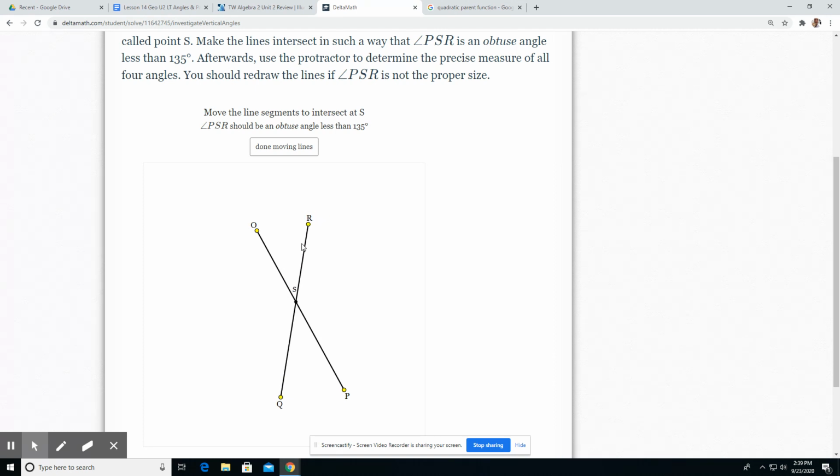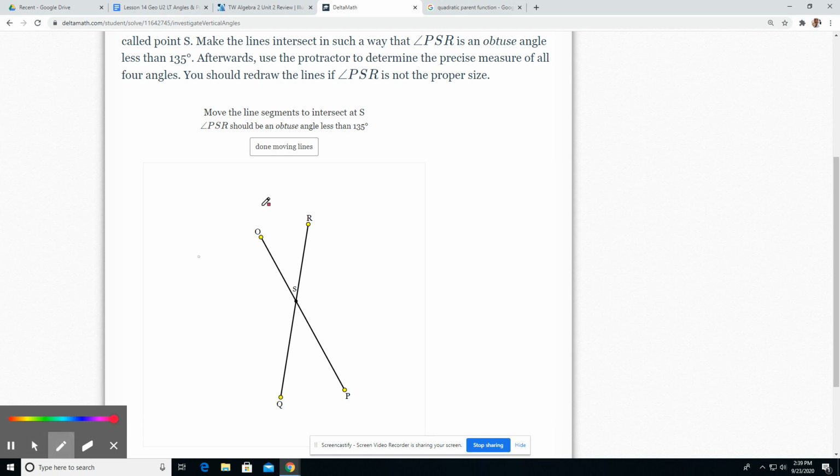So my advice is make one angle larger than the other. All right, so as we can see, this is a small angle and this is a large angle. If I had it more like this, it's kind of hard to tell which one's which. So let's make sure we build it in a way that it's easier to tell which is the small and the big angle. Okay, now we're looking at PSR is an obtuse angle.